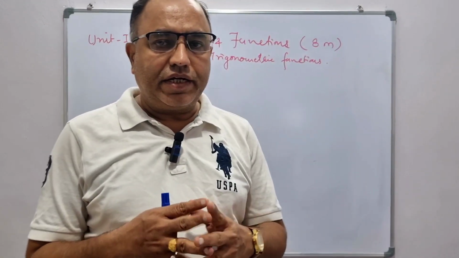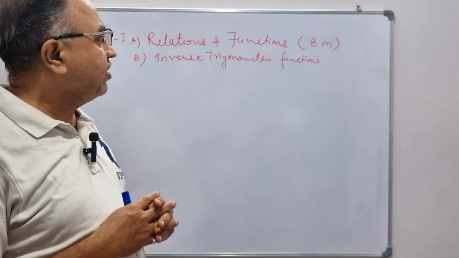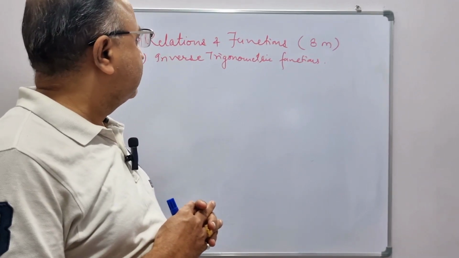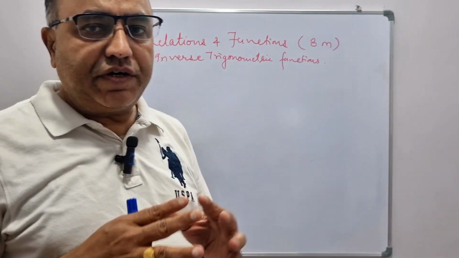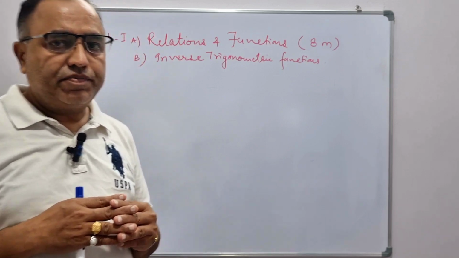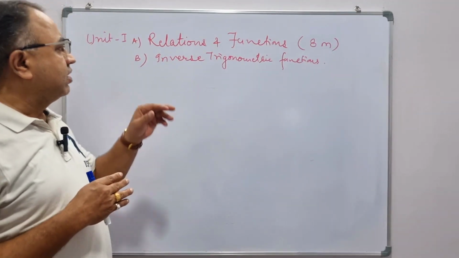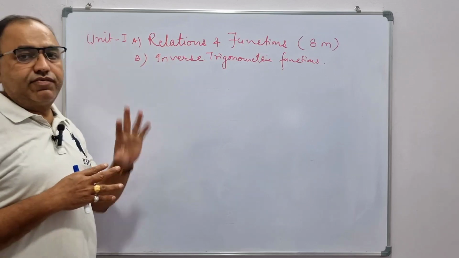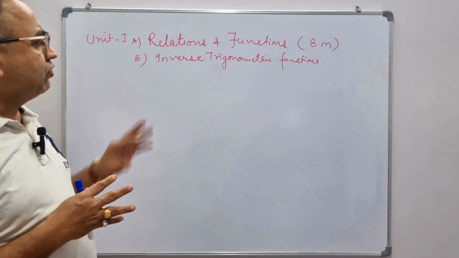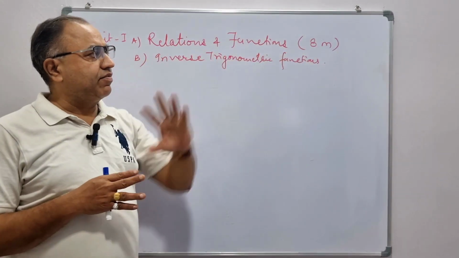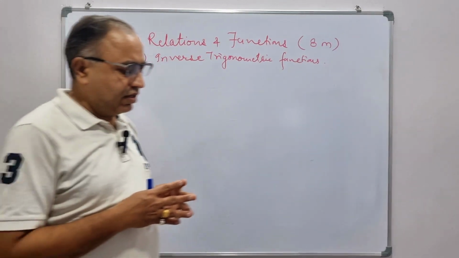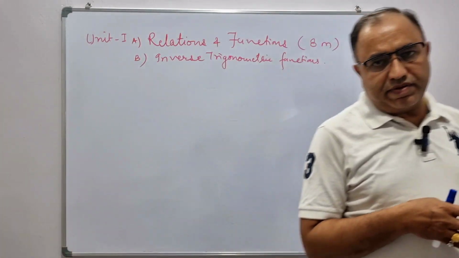Today I am going to connect you for the chapter Relation and Function. Basically it's unit 1 of class 12 CBSE, which has two parts, relation and function as well as inverse trigonometric function, both together weightage 8 marks. And you can see the syllabus in the reduced and modified syllabus.